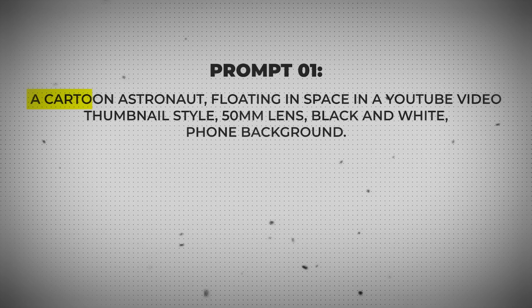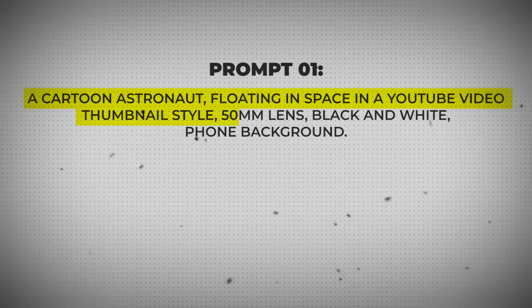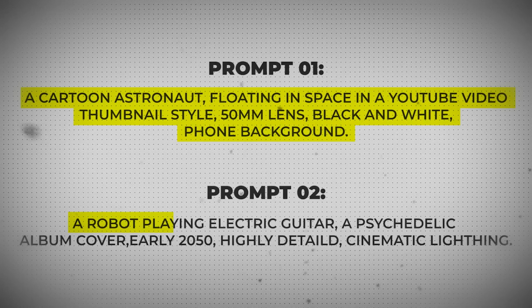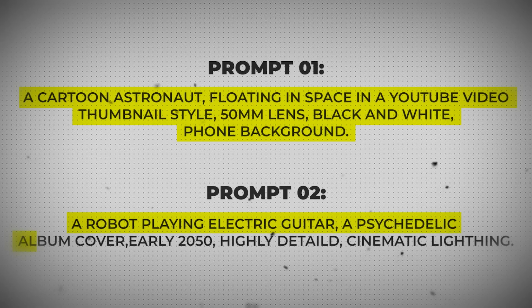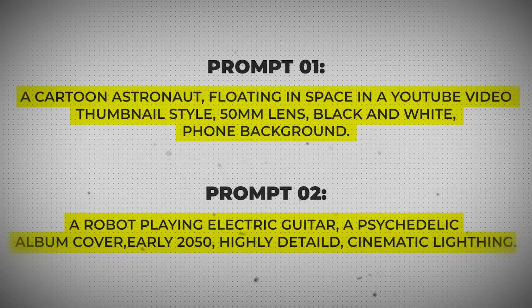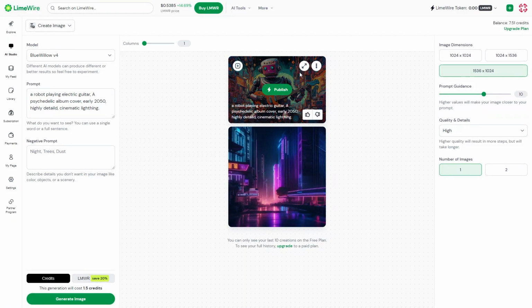Prompt 1: a cartoon astronaut floating in space in a YouTube video thumbnail style, 50mm lens, black and white, phone background. Prompt 2: a robot playing electric guitar, a psychedelic album cover, early 2050, highly detailed cinematic lighting. See how I included the context, style, and visual details? That gets the AI exactly what you want.